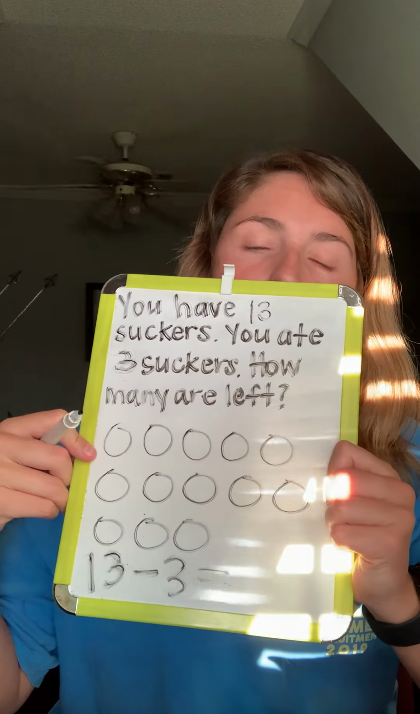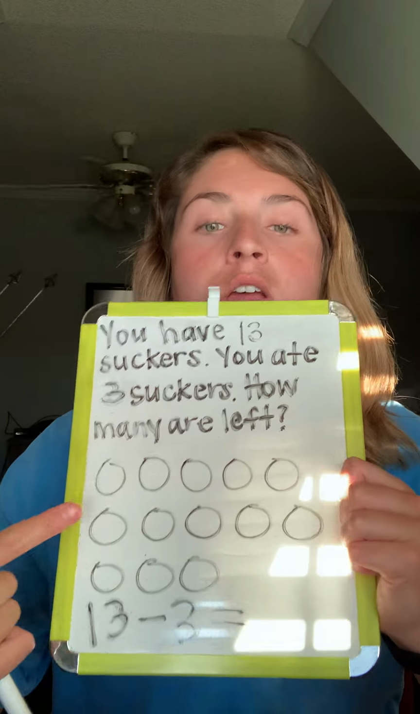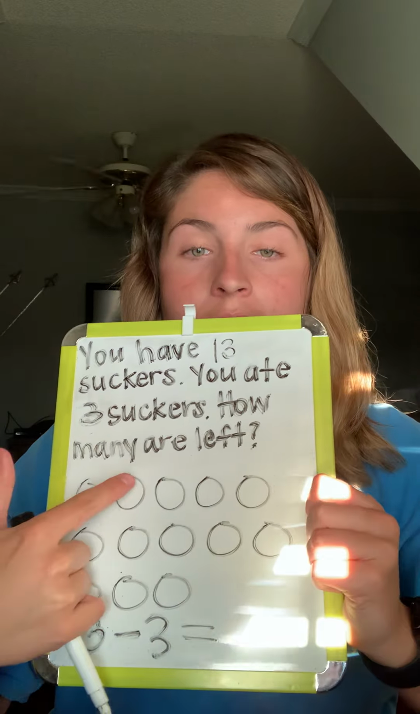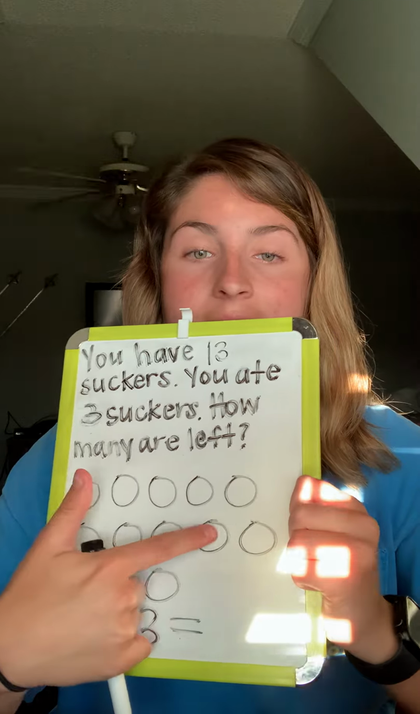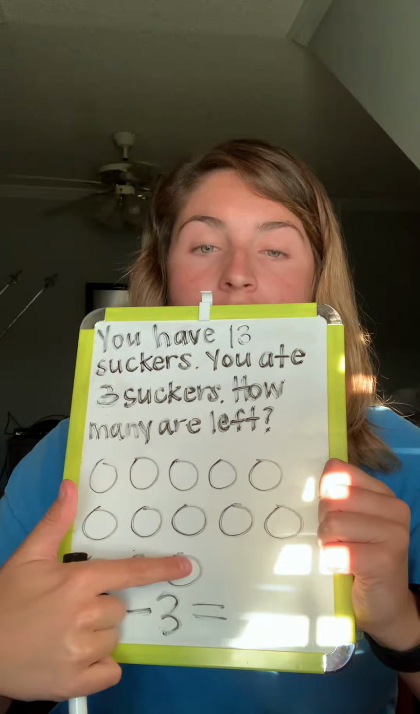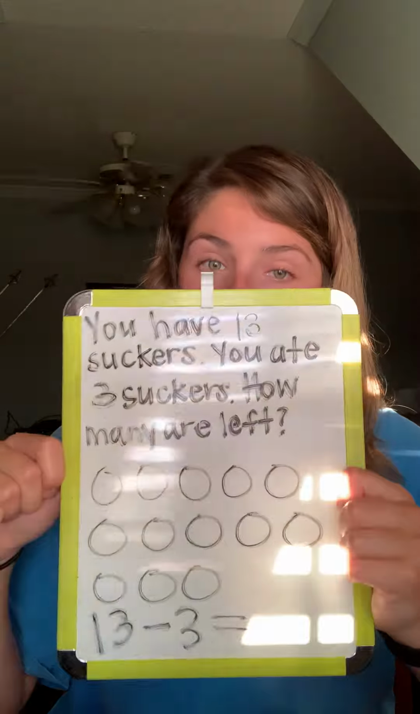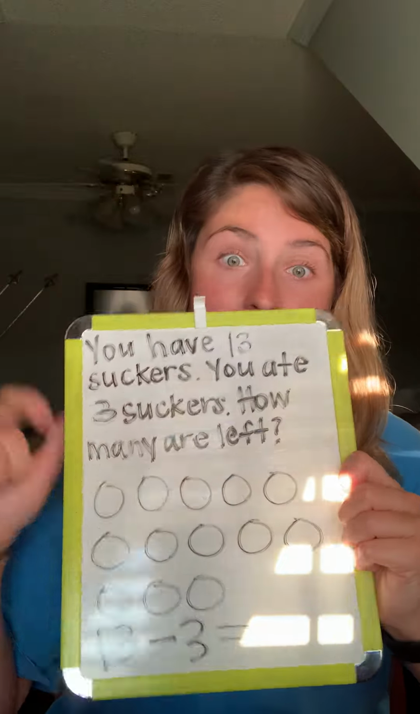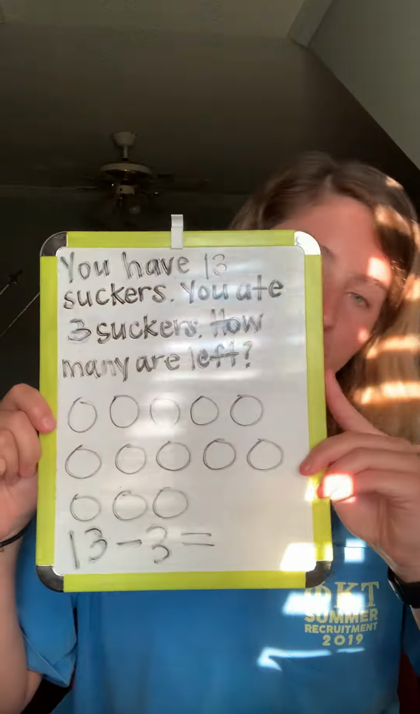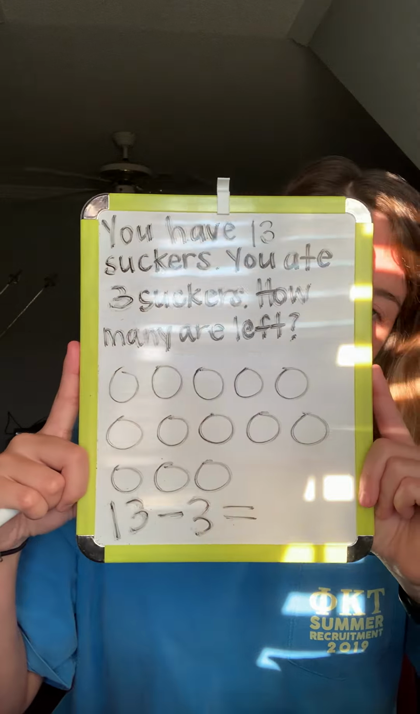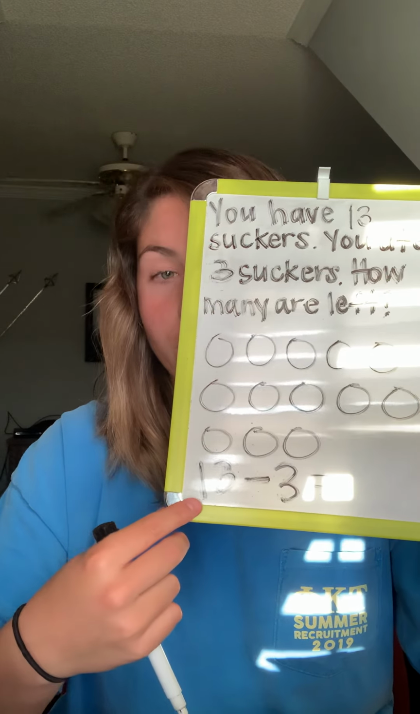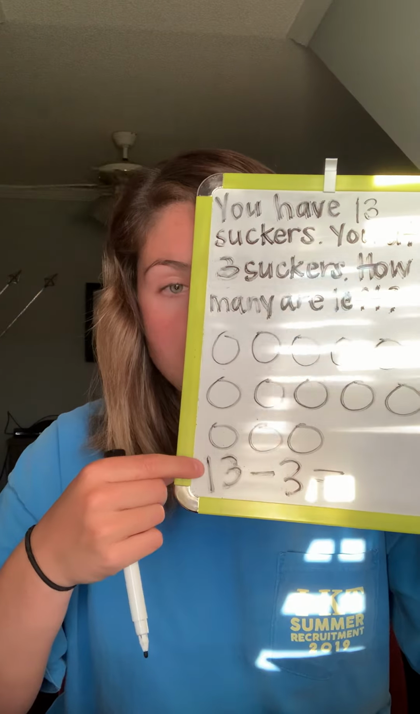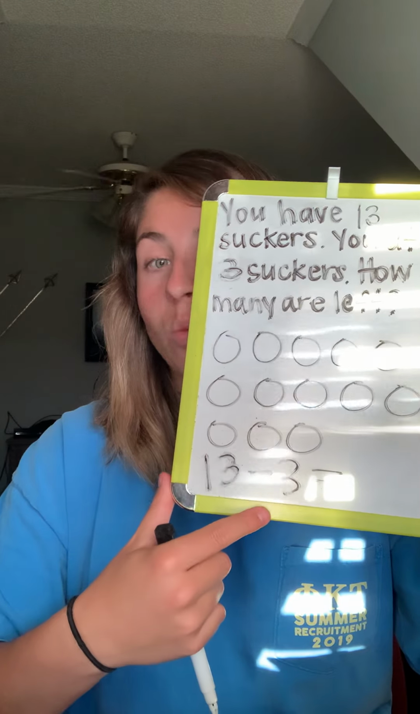And I went ahead and I drew my circles, but we'll count them together just to make sure that I'm right. 1, 2, 3, 4, 5, 6, 7, 8, 9, 10, 11, 12, 13. Okay, so I did draw 13. My marker did not die on me yet. So we are good to go there. So 13 minus 3. So that means that we need to take 3 away from 13. Okay, we started with 13 suckers, but 3 were eaten.